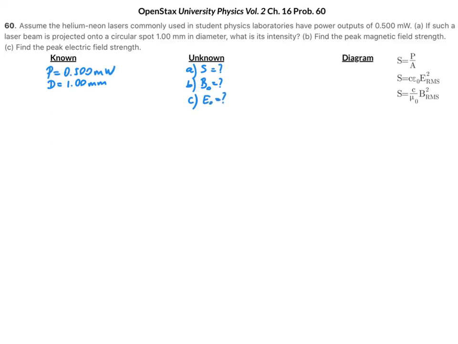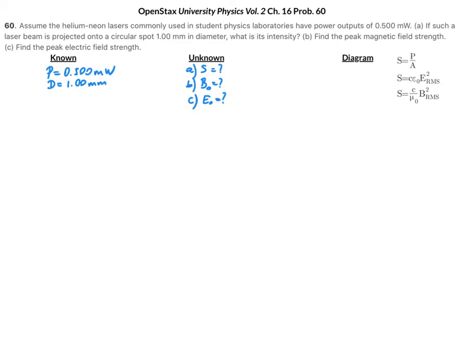All right, so I already have my equations here. I know that the intensity is the power divided by area, and I know that the intensity is the speed of light times permittivity of free space times the square of the RMS electric field, or the intensity is the speed of light divided by the permeability of free space times the square of B RMS.